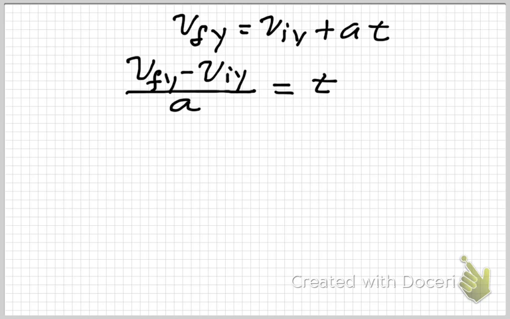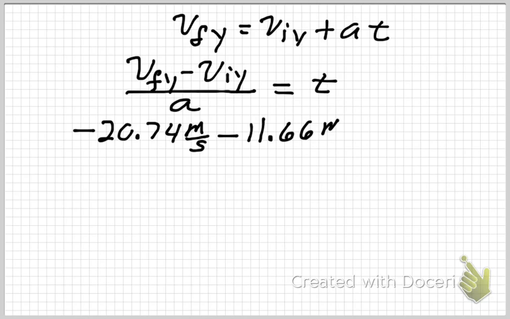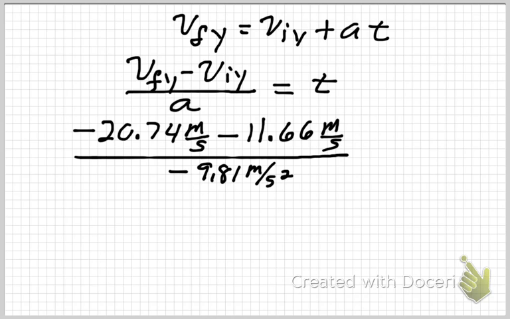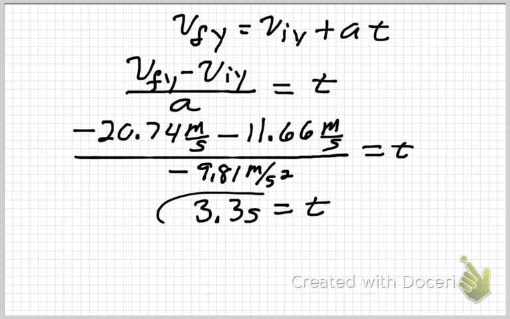Now from here I'm going to put in my numbers. I have my velocity final in the y, not forgetting that it's negative 20.74 because it's on its way down, not on its way up, minus my initial velocity, which was 11.66 meters per second, and then I have negative 9.81 meters per second squared, and my time is 3.3 seconds because I'll have negative on the top, negative on the bottom, negative divided by negative is positive, and you should always get positive time.